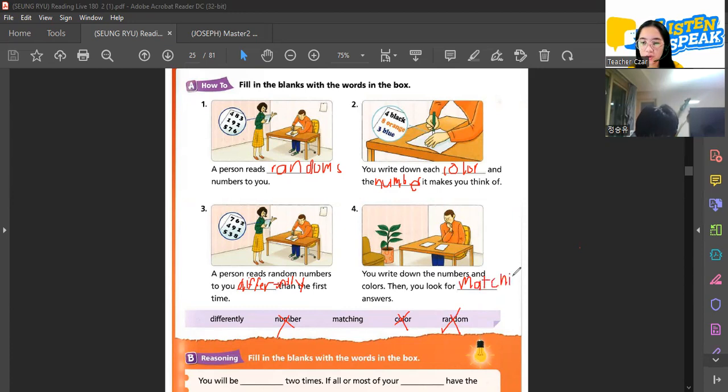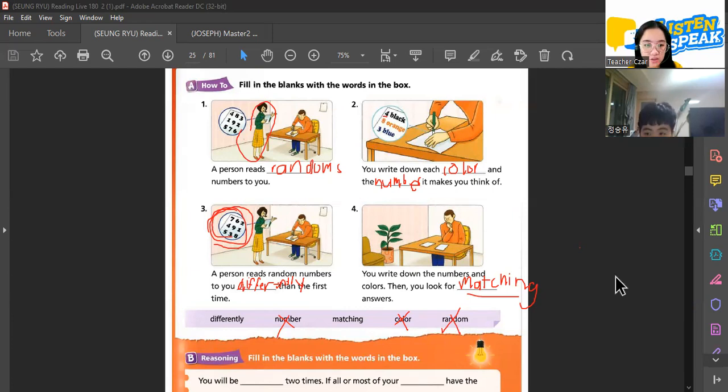Okay, very good. So now we are all done with this, and as you can see in the first picture, a person or someone is going to read random numbers to you. For example, 4, 8, 3, 1, 9, 2, 5, 7, and 6. And after that, you need to write down the color and number it makes you think of. For example, number 4 for you is color black. 8 is orange. 3 is blue. And after that, the person is going to read the numbers again, but in a different order, so they mix it up. And after reading, you write down the numbers and colors, then you look for the matching answers. Do you have any questions about this?